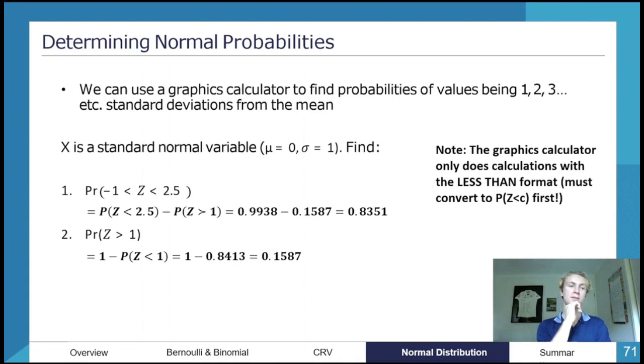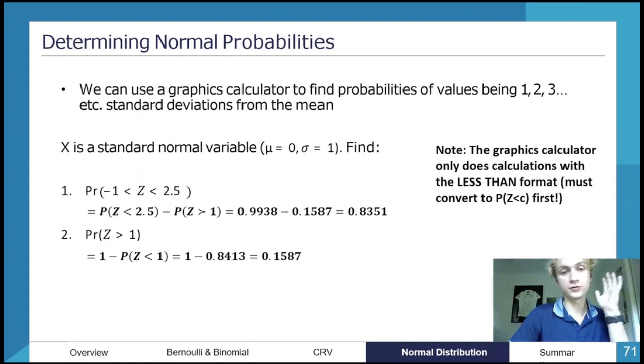So here, if we're finding the probability that Z is between -1 and 2.5, well, to do that, we first of all find the probability that Z is less than 2.5 minus the probability that Z is greater than 1 equals 0.938 minus 0.1587.